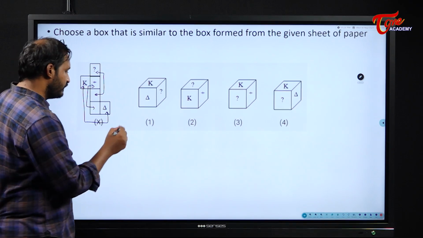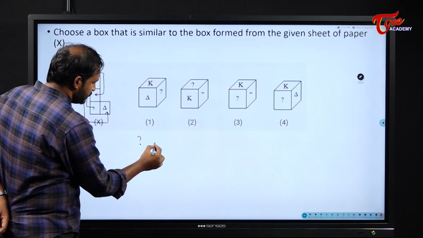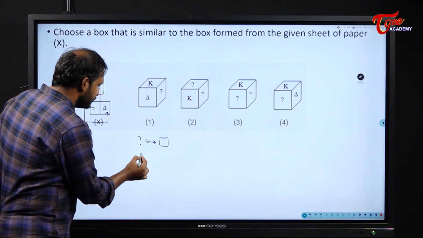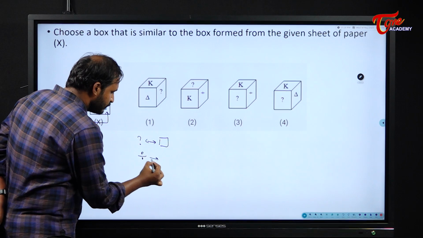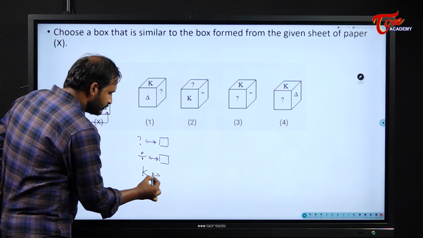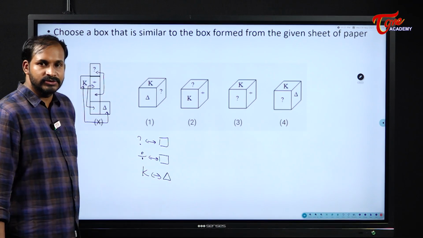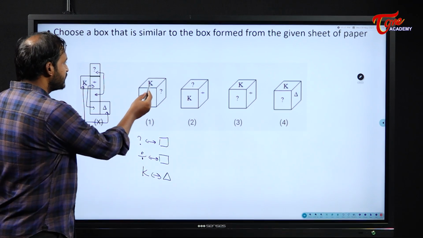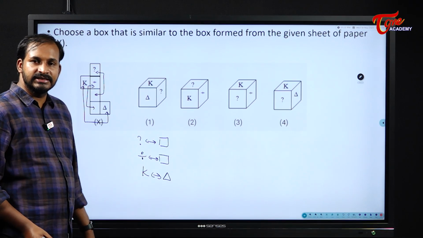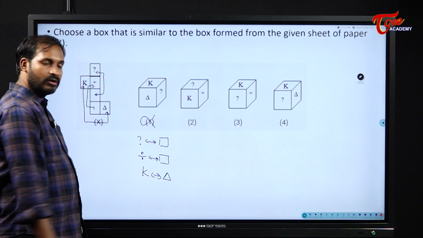Right? So we will do the same thing. Question mark is opposite to empty box. Next, division is opposite to empty box. Next, K is opposite to triangle. Now see here, students, K and triangle. Is it possible for us to see both K and triangle at the same time? No. So the first one is wrong.